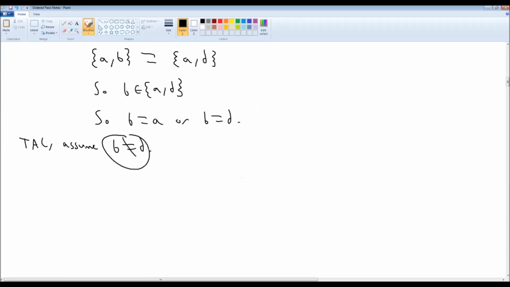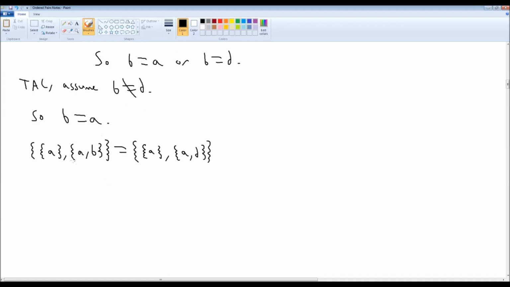Well, if B and D are not equal to each other, since we know that at least one of these has to be true, if this one's false, then this one has to be true. So since B is not equal to D, we must have B equal A. But if B equals A, then guess what? This set right here is just singleton A. So the left-hand side just simplifies to singleton A comma singleton A.